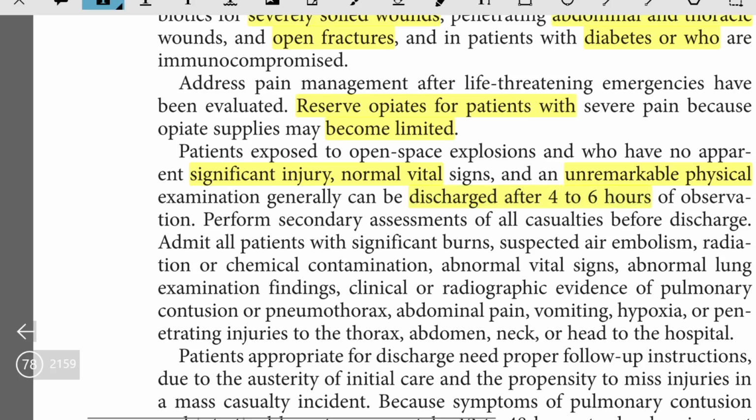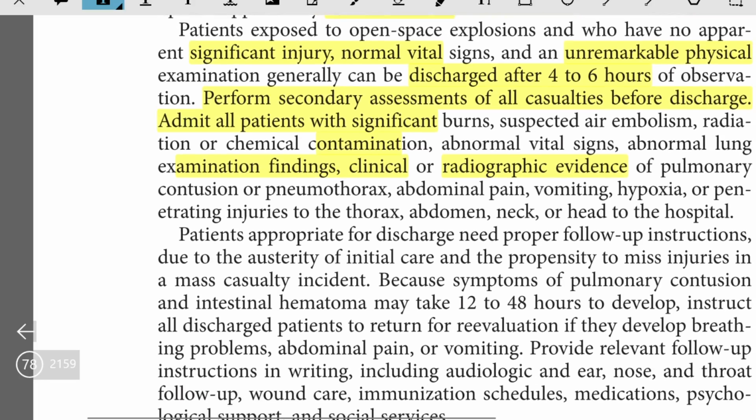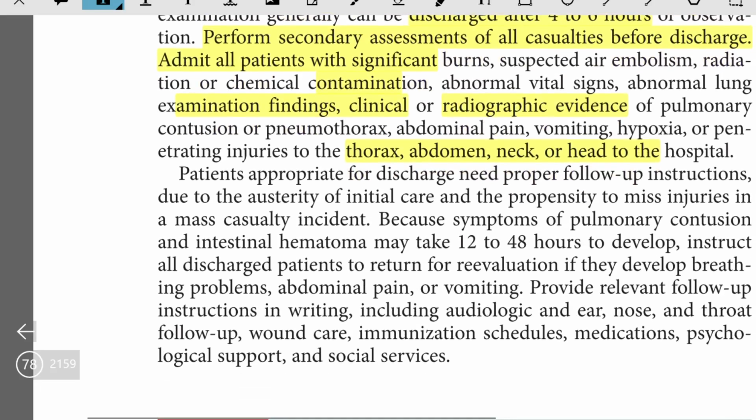We need to perform a secondary assessment of all casualties before discharge, and admit all patients with significant burns, suspected air embolism, radiation or chemical contamination, abnormal vital signs, abnormal lung examination findings, clinical or radiographic evidence of pulmonary contusion or pneumothorax, abdominal pain, vomiting, hypoxia, or penetrating injuries to the thorax, abdomen, neck, or head to the hospital. Patients appropriate for discharge need proper follow-up instructions due to the austerity of the initial care and propensity to miss injuries in a mass casualty incident.